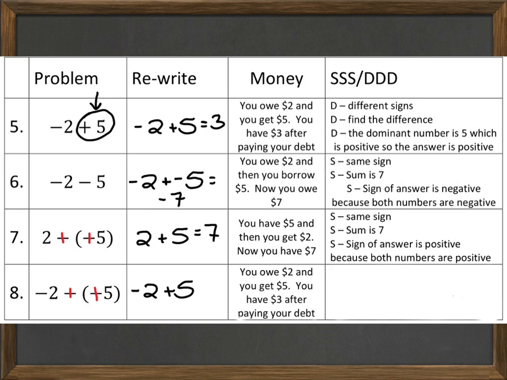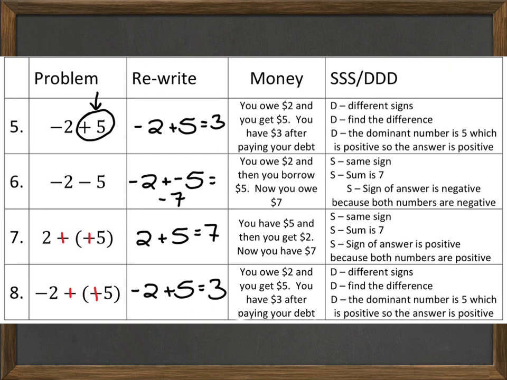For number 8, right, this is like I owe $2, but then I get 5. So I have to pay back that $2 that I owe, and once I do, I still have $3 left over. Okay, for SSS-DDD, we see that they are different signs, so I find the difference. The difference between 5 and 2 is 3. Then I look at my dominant term. As you can see in the rewrite, the 5 is the dominant term, and it is positive. Since the dominant term is positive, therefore my final answer must also be positive.